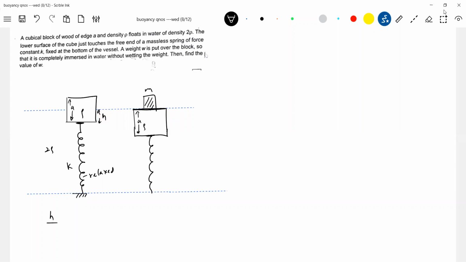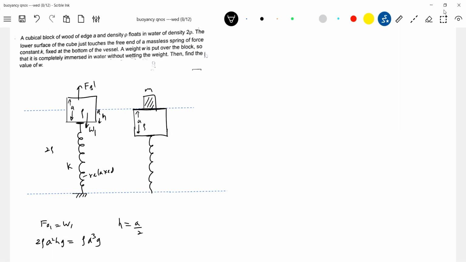So what is the formula? I'll directly get into this one. There's a buoyant force, there's a weight. What is the buoyant force? 2 rho times the volume immersed, which we don't know. It's a cube. 2 rho A squared H g should be equal to rho A cubed g. So what should be the value of H? H should be equal to how much? A by 2.